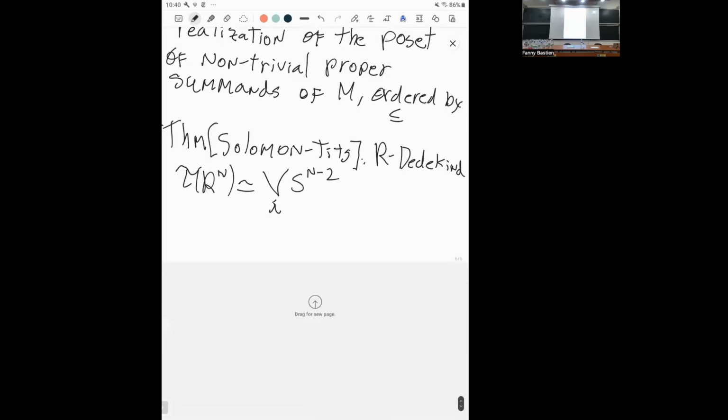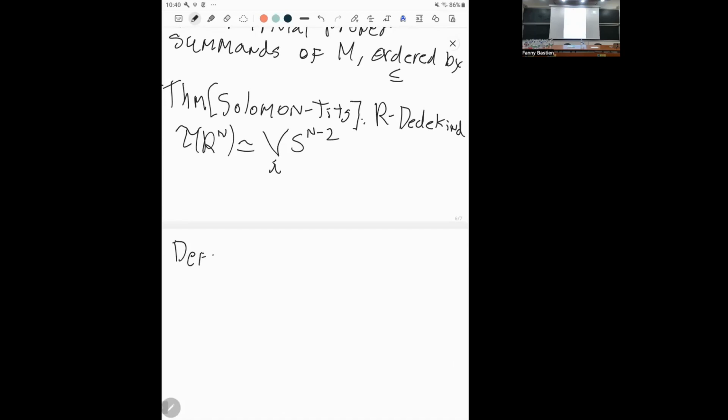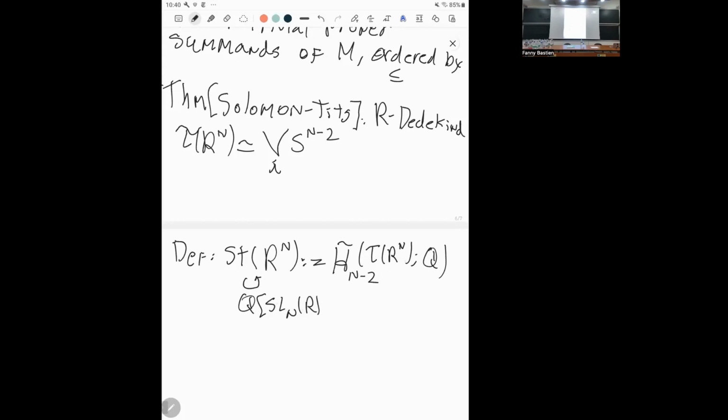And so we can define the Steinberg module on R^n to just be the reduced homology in degree n-2 of the Tits building on R^n with rational coefficients. Something I should say about this module is that it's a Q-adjoin SL_n(R)-module, and this just follows from the fact that the special linear group is a subgroup of automorphisms of R^n, and so it's going to permute summands of R^n. So this induces an action on the Tits building, and so you get an action on the homology as a result.